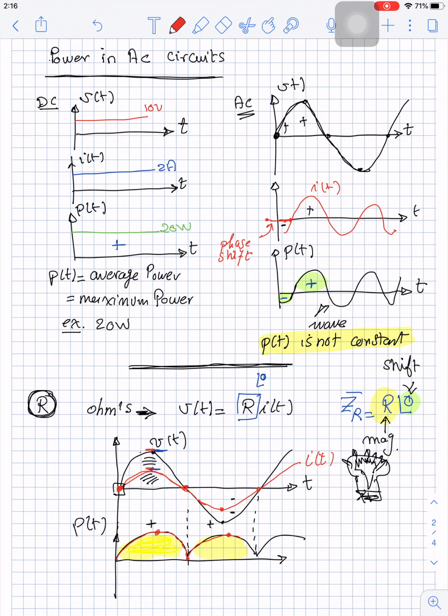This is totally fine for the iron you have at your home. This is totally fine for the light bulb. Okay? If the light bulb is glowing and changing with 60 hertz, your eye will not catch the variability. You will not see this variability because your eye will catch any frequency below 40, I think. So if the frequency is 60, you will not see this.